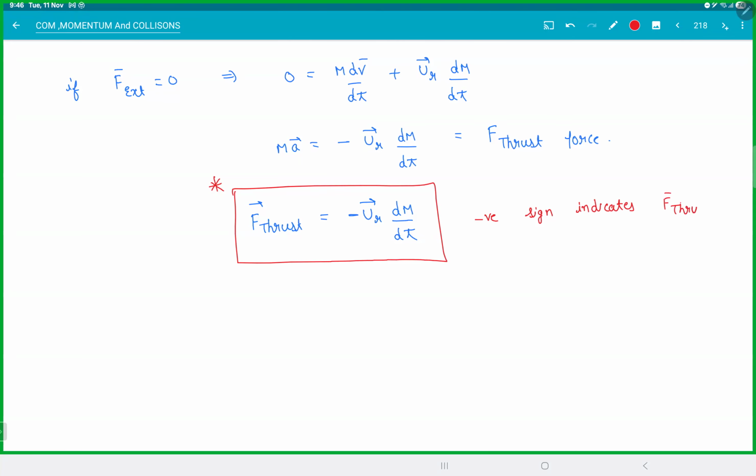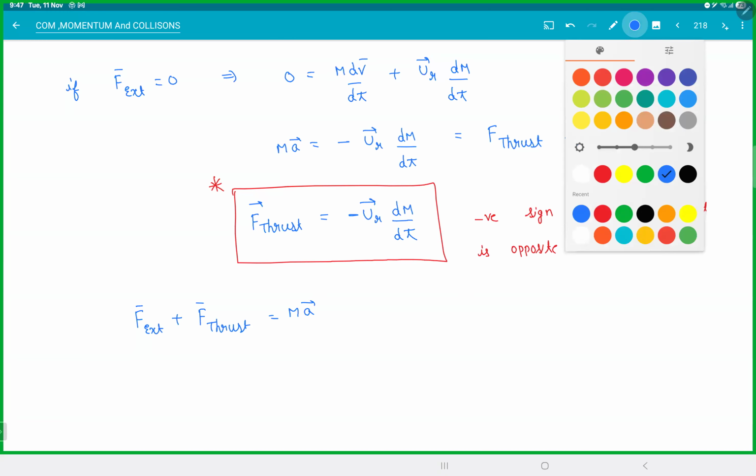I'll give an example what it means. Opposite to ejection. So if someone asks you what is the force, you can simplify this. You can simply write this thing as F external plus F thrust is equal to mass into acceleration. This will make your life easy. You need not do all those calculations. When you're ejecting a gas from a rocket or something, you can assume as if the rocket is being pushed by an additional force called F thrust.